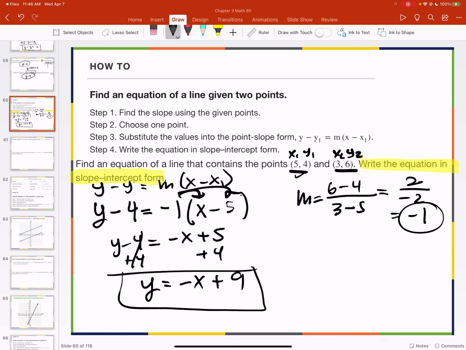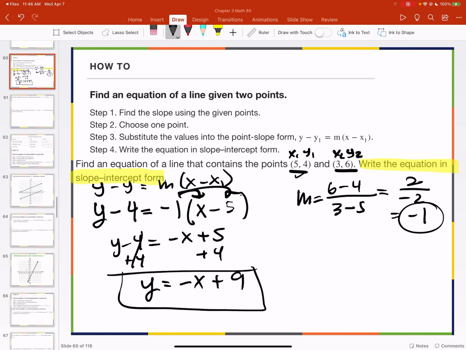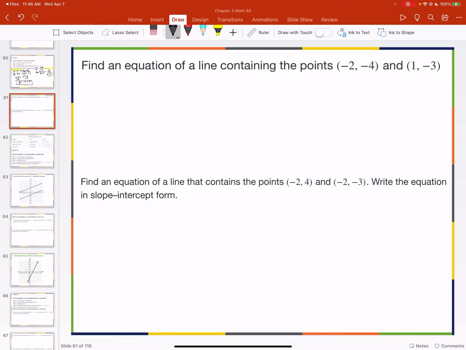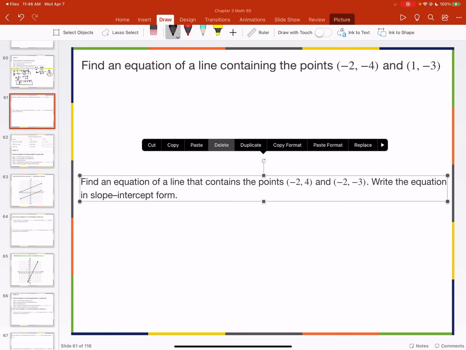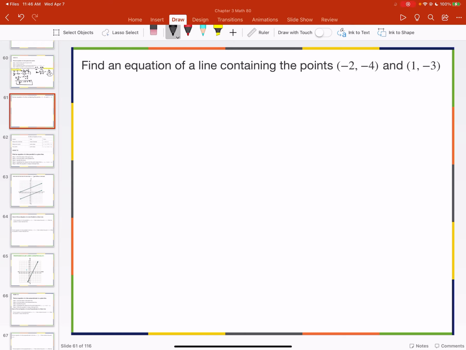Okay. Let's see here. I think we can do one more. Find the equation of a line that contains these points. This is actually pretty much the same thing, so I'm going to delete this so I can have more space. Okay, so we have points x1, y1, and their second point, x2, y2.